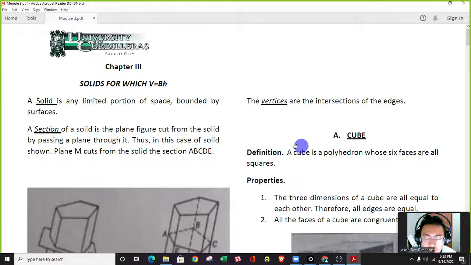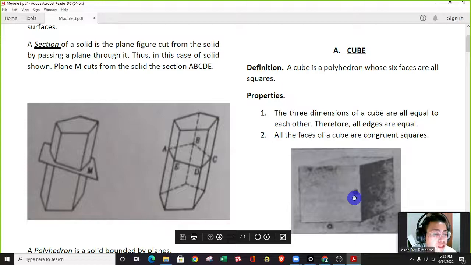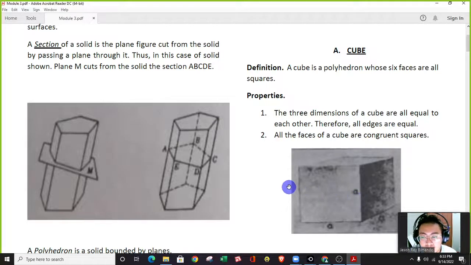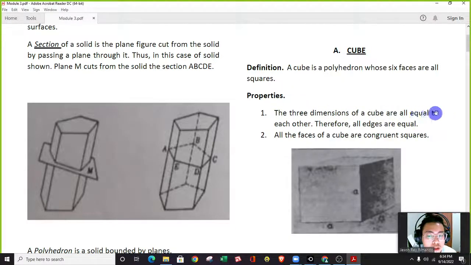A cube is a polyhedron whose 6 faces are all squares. Example of a cube, dice. Mga ganyan. Same sizes. The properties: the 3 dimensions of a cube are all equal to each other. Therefore, all edges are equal.